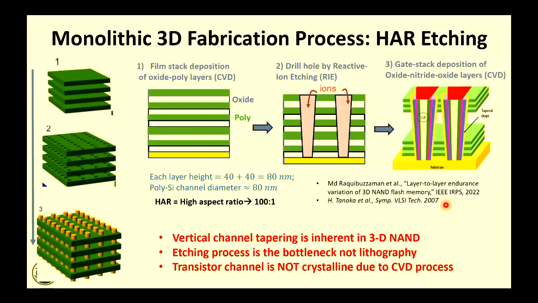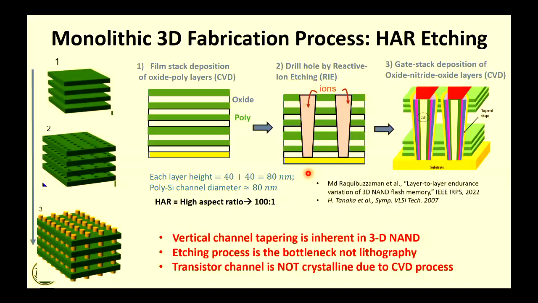Suppose you want to make 200 layers, suppose you want 300 layers, this aspect ratio will get worse and worse. Because when you push those ions, they will be less and less efficient as they go down, and you may not etch it. So you can see already there is a tapering. This is not a mistaken diagram.